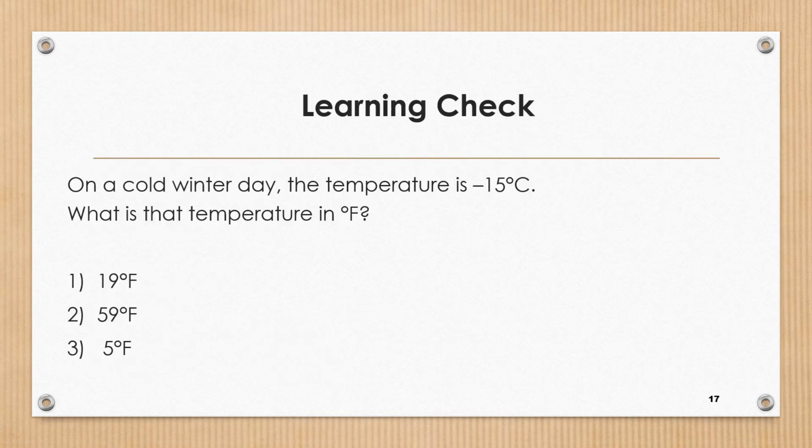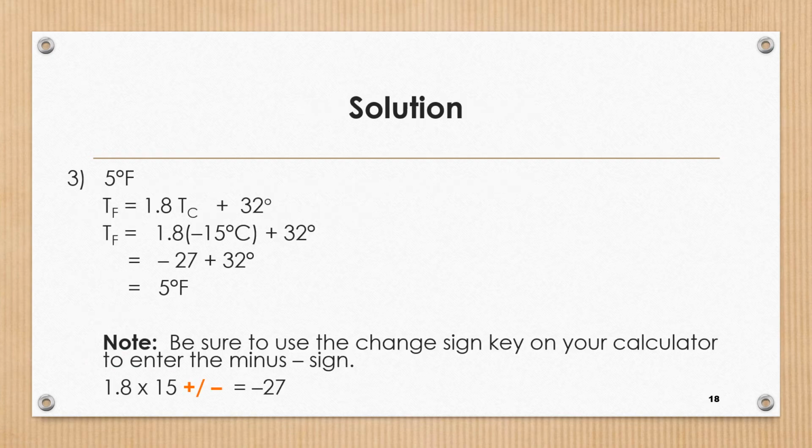Another learning check. On a cold winter day, the temperature is negative 15 degrees Celsius. What is the temperature in degrees Fahrenheit? Oh, negative, that's very cold. 1, 19 degrees Fahrenheit, 2, 59 degrees Fahrenheit, or 3, 5 degrees Fahrenheit. Okay, let's see. The answer is 5 degrees Fahrenheit. Why?